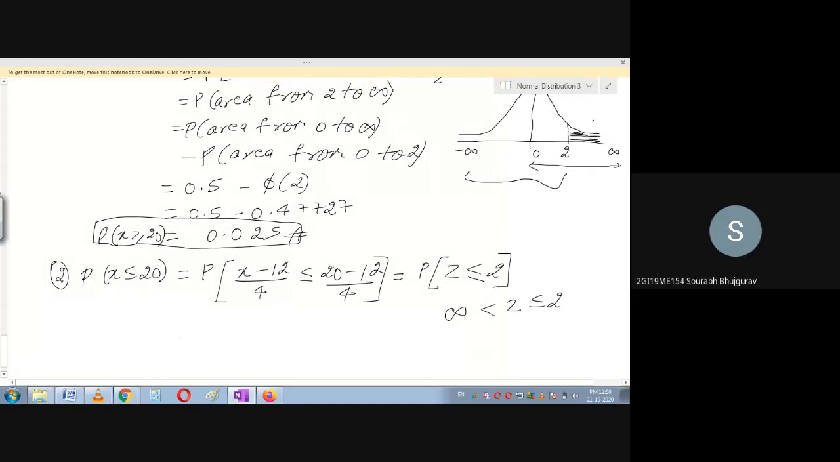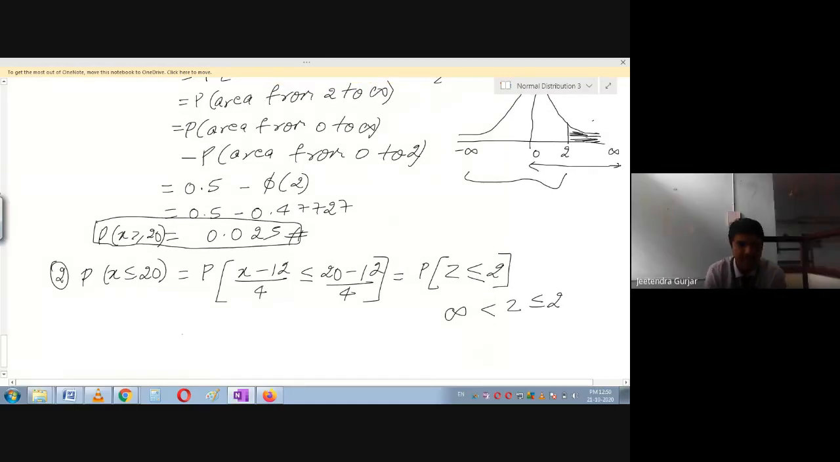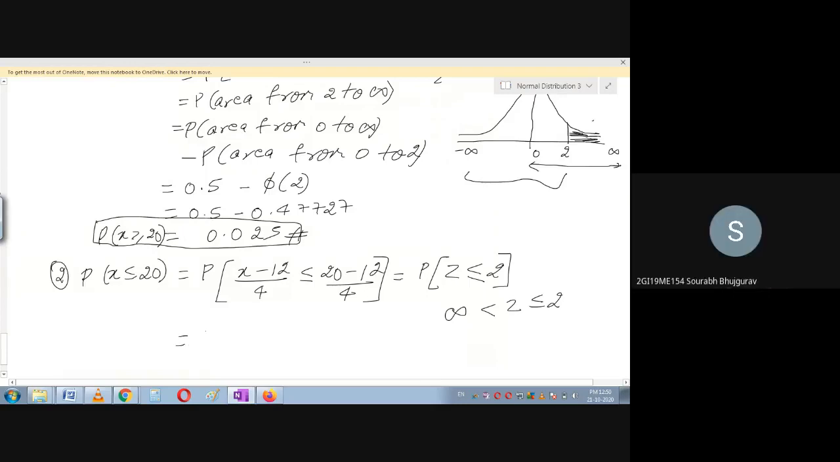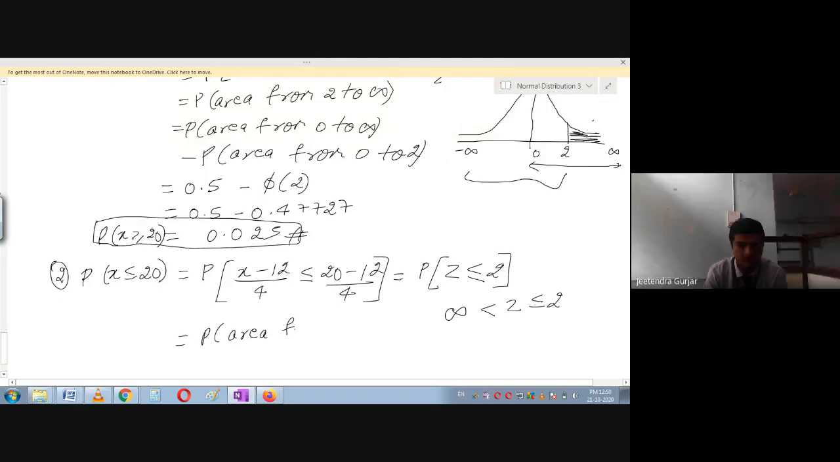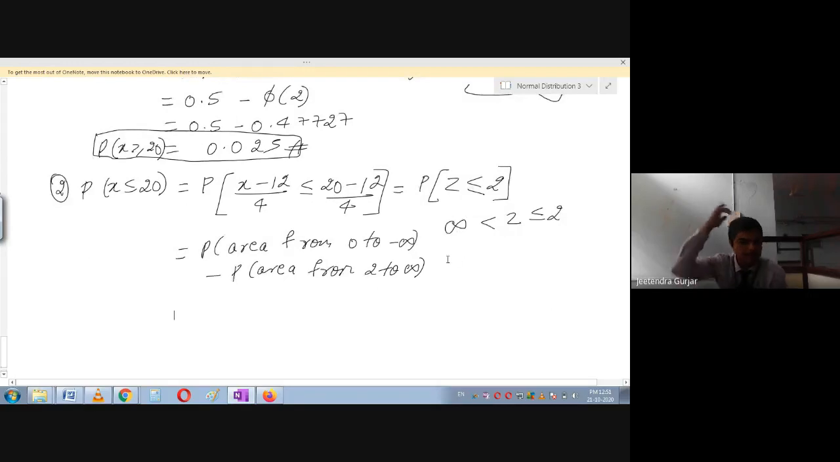Yes, it is correct. So this is equal to, I have taken area from 0 to minus infinity, then subtract this from area from 2 to infinity, so that you will get the area. Yes, I think you have done like this.